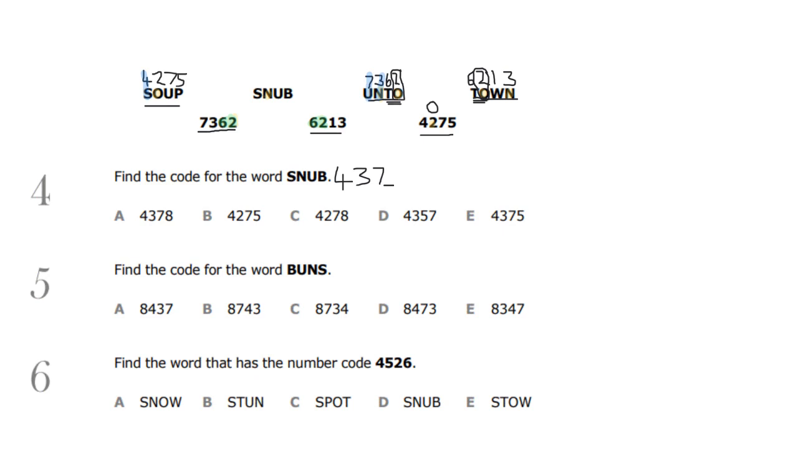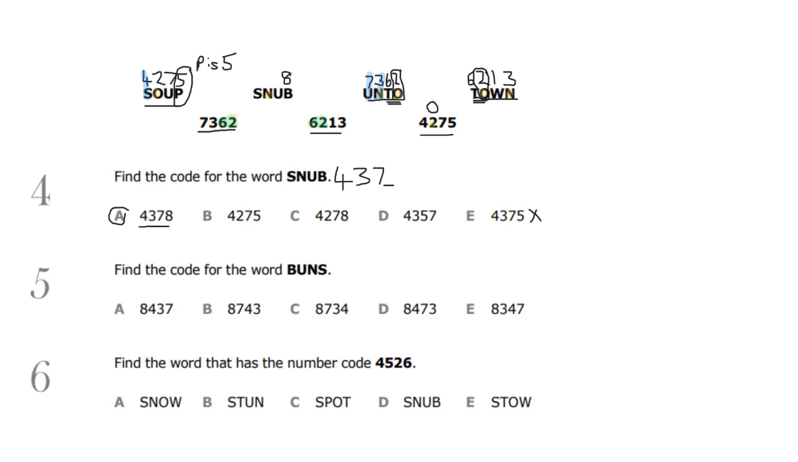B. But looking at the possible answers, we can see that the code has to be A, 4378. And we know it can't be E, 4375, because we know that the code for P is a 5, and obviously snub does not end in P. So we now know that the code for B is an 8.